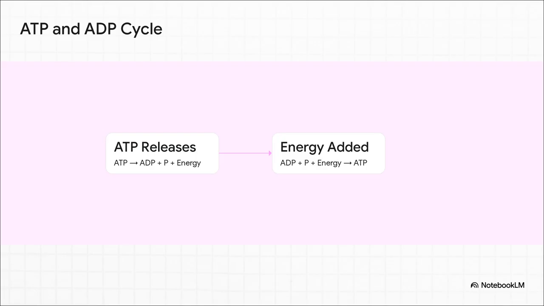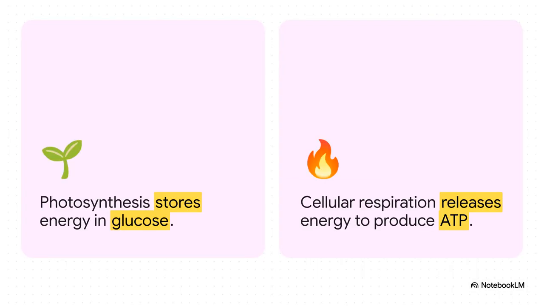Step 2, energy is added. That ADP combines with a phosphate and energy to become ATP once again. Cells continuously recycle ATP and ADP by constantly removing and adding this phosphate group. This recycling process is exactly what connects our 2 massive biological concepts, photosynthesis and cellular respiration.